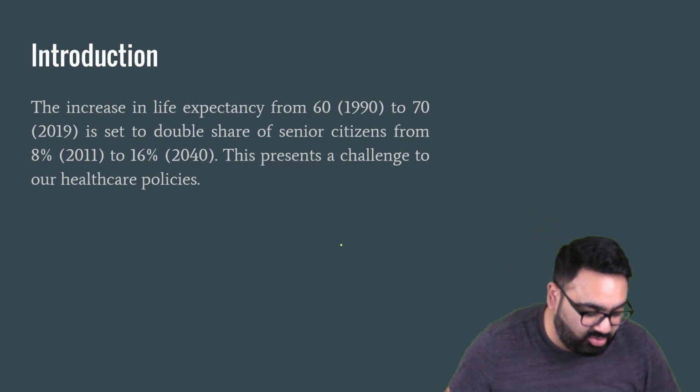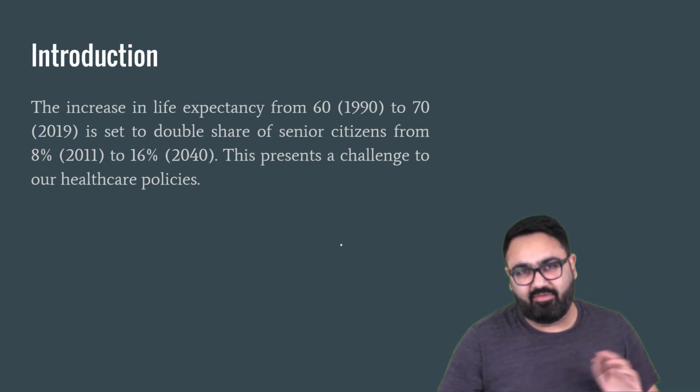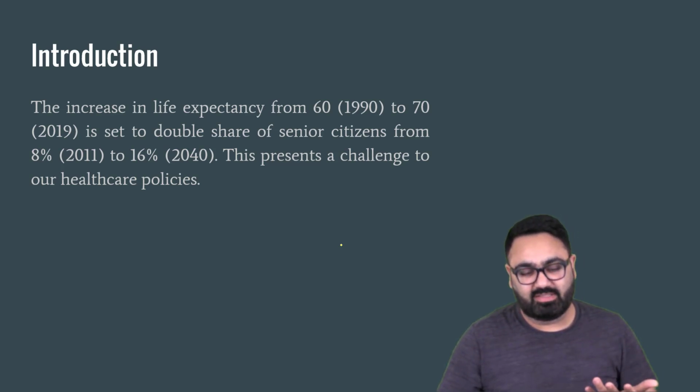Now, what do we have to write in the introduction? In the intro, we usually write a fact or a definition. We'll start with a fact. If you know numbers about India's life expectancy, that would be the perfect answer.